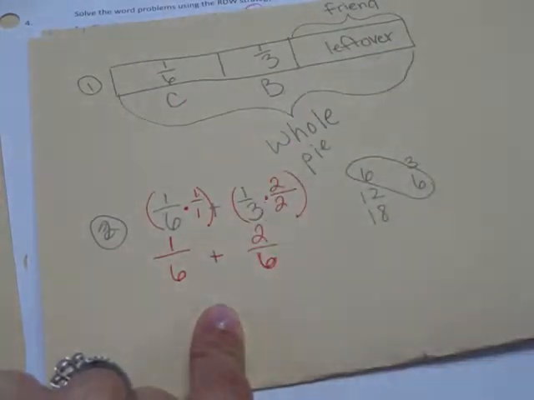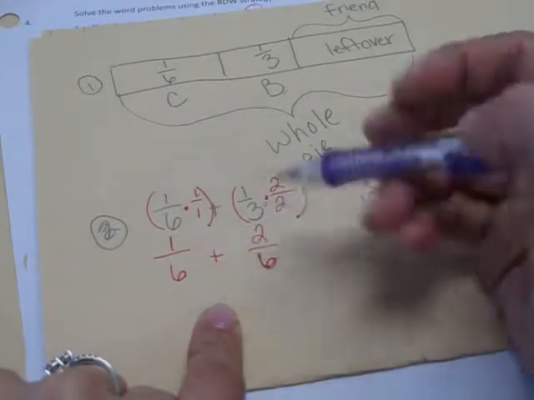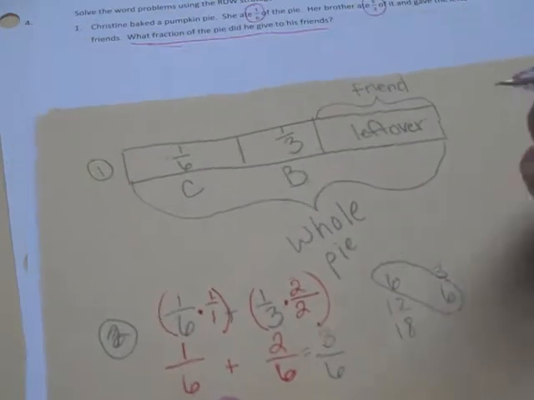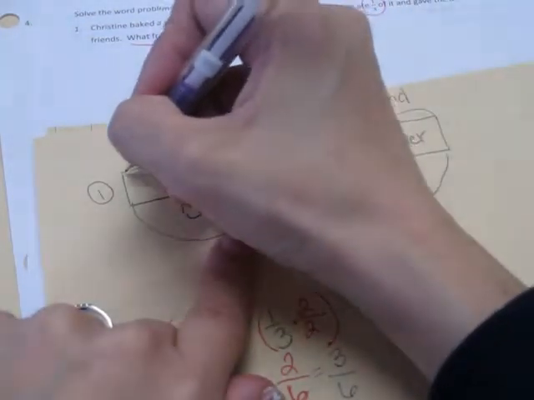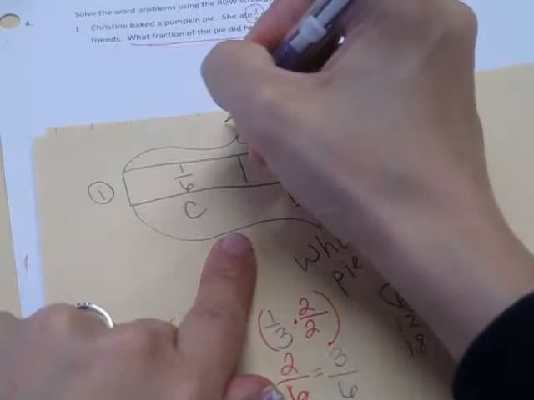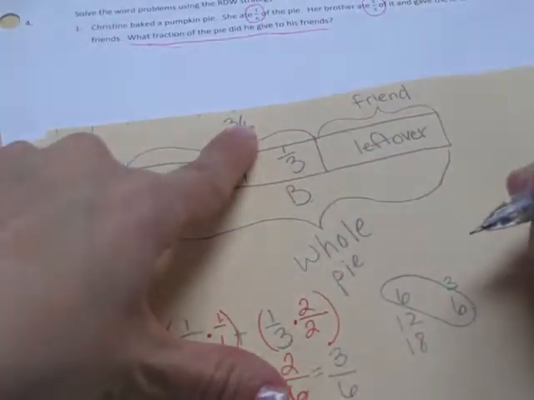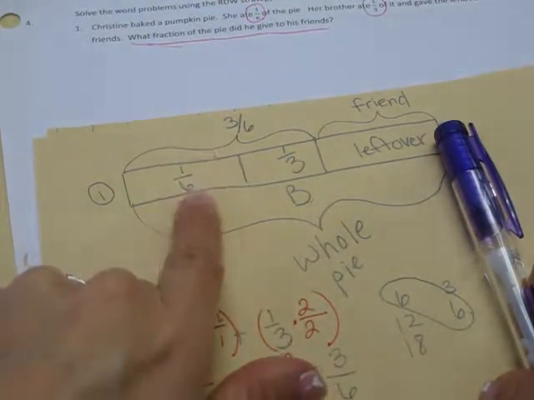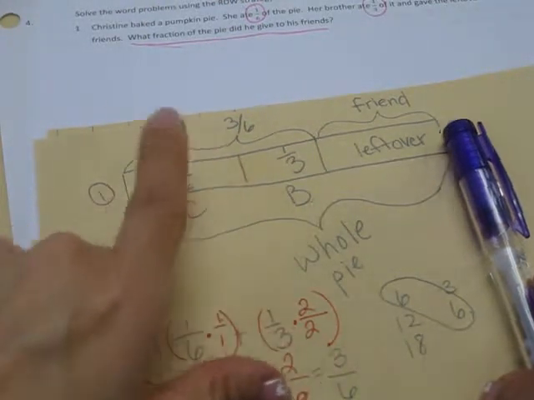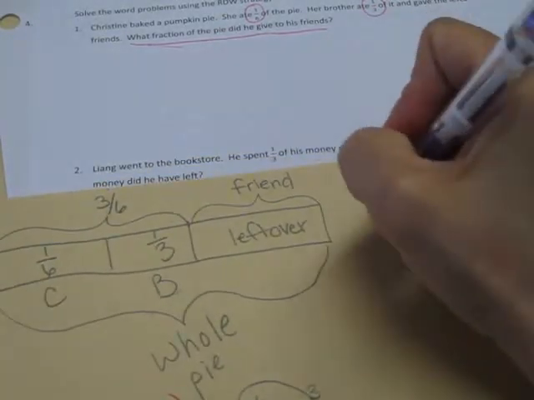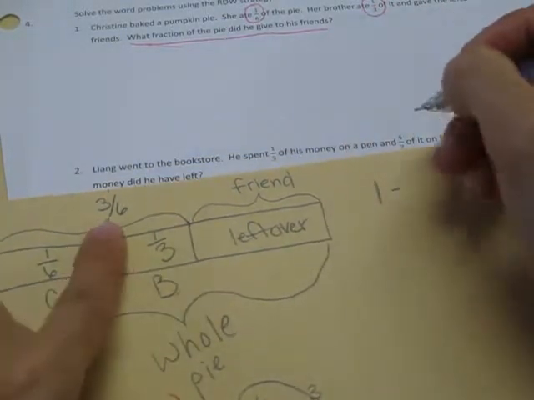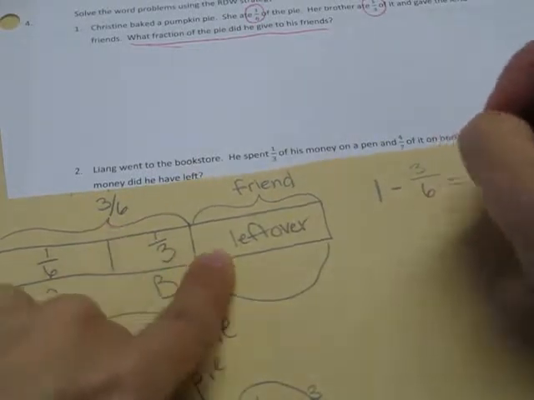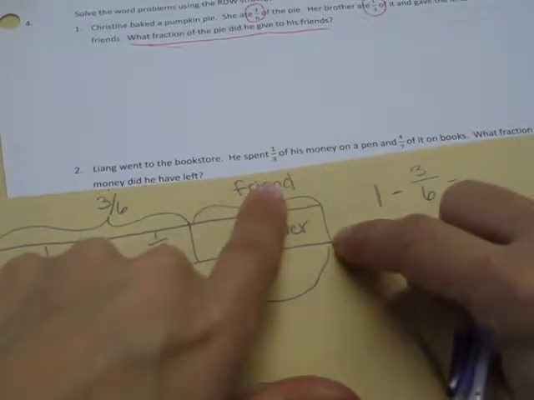I'm going to add those up. So I have 1/6 plus 2/6. That equals 3/6. So I'm going to go back up here to my picture. So that means that this part equals 3/6. But I need to figure out what the friends ate. Okay, so I know that Christine and the brother both ate 3/6 of the whole pie. So if I have one whole pie and I take away what Christine and her brother ate, that's going to give me what was left, or this leftover, what I gave to the friends.